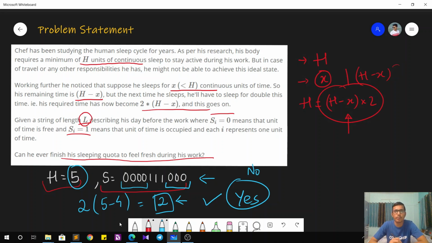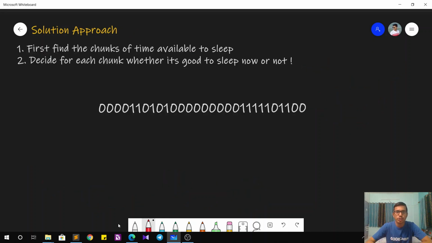Now let's see how to approach the solution. The solution approach goes as follows. First of all, we have to find the chunks of time available for Chef to sleep. That is, let's say the initial string given to us, S, was like this, then the ones are of no use to us. So let's just count how many continuous zeros are present. So this is the first chunk, it's of size 4. Then here we have a chunk of size 1, then again 1, then again here's a big chunk, and if you count, there are a total of 9 units of time present over here. So this is a big chunk.